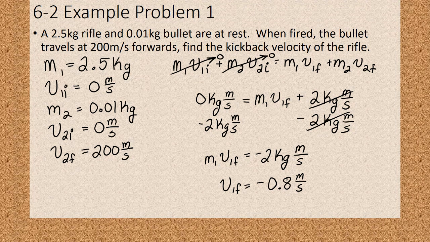Think about this for a moment. Why is this velocity negative? Well, the total momentum of the system starts at 0, which means the total momentum of the system at the end also must be 0. But at the end, since one object moves forward, in order to cancel out that momentum, the other object has to move backwards.